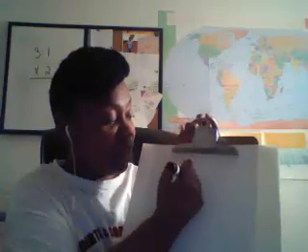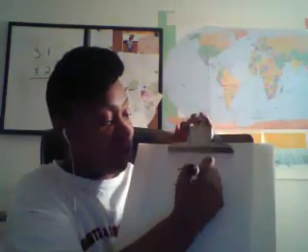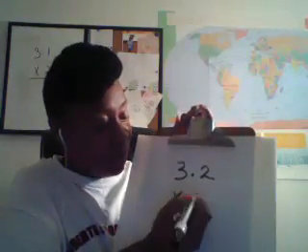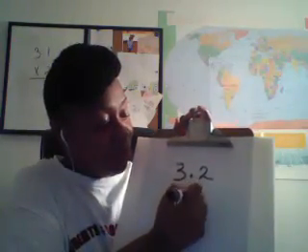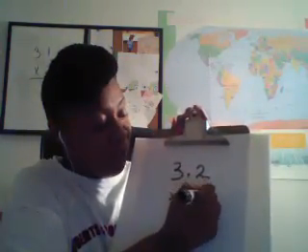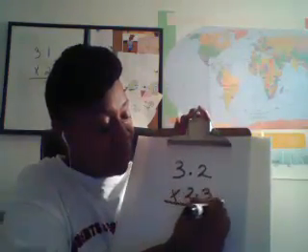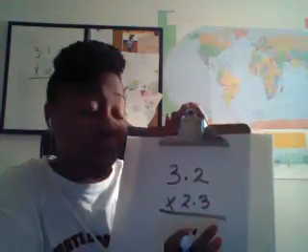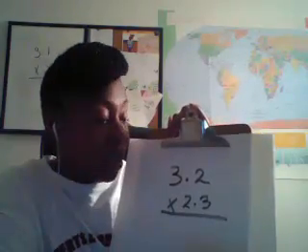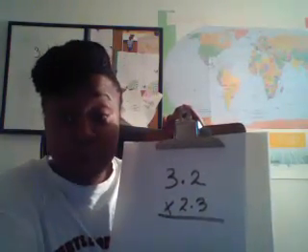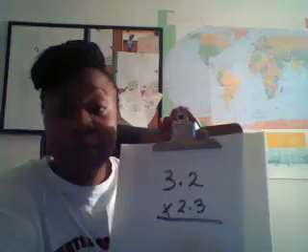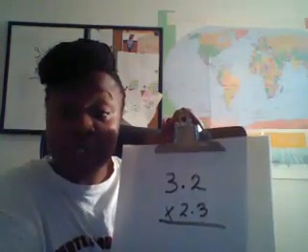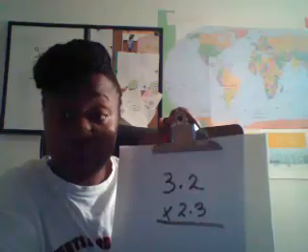So 3.2, can you see that? Times 2.3. So we're going to multiply 3.2 times 2.3. And I'm not lining up my decimals. When I'm multiplying, I don't have to line up my decimals, okay? But I will count the amount of place values behind my decimal point.